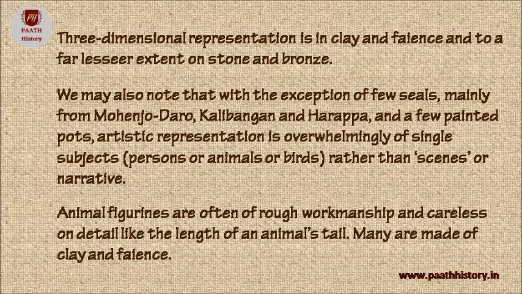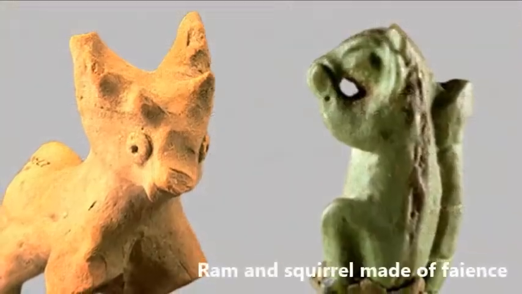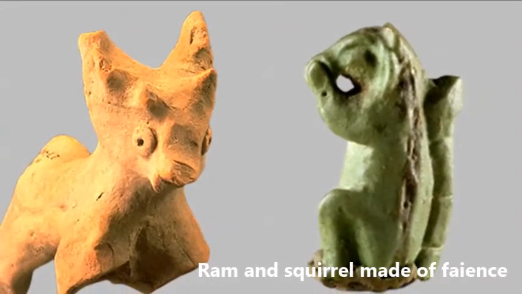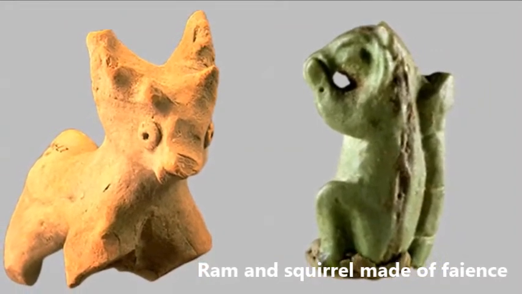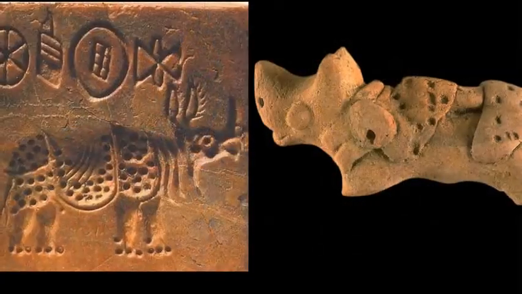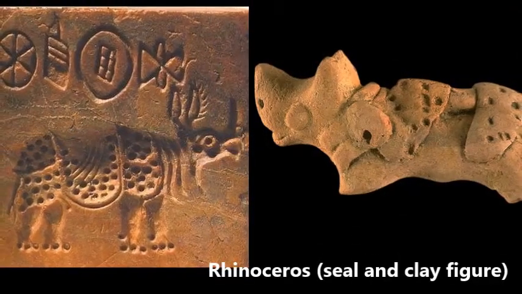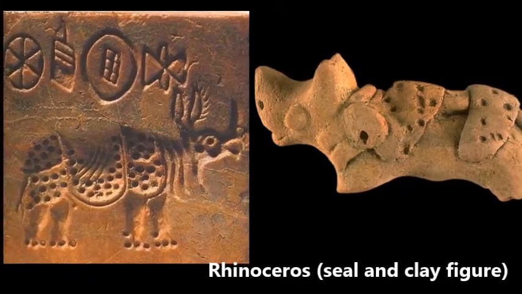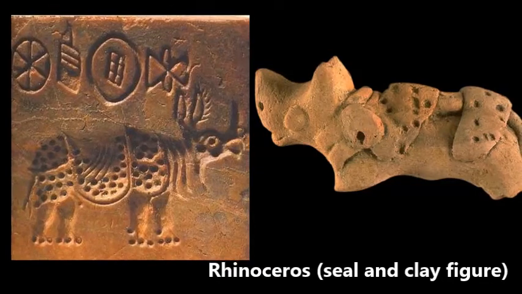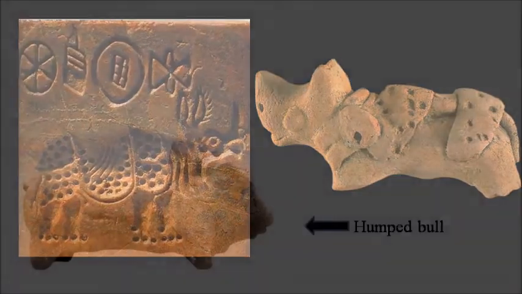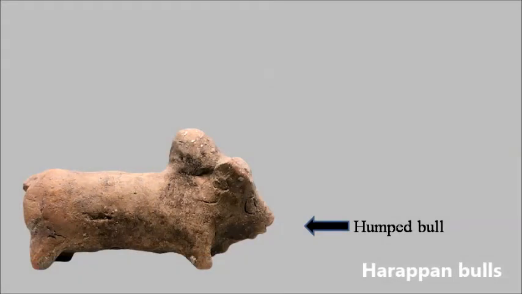Animal figurines are often of rough workmanship and careless in detail, like the length of an animal's tail. Many are made of clay and faience. Rams and squirrels are frequently made of faience and are small enough to be worn as amulets. The rough hide of a rhinoceros is depicted in a somewhat naive manner with applied and pitted patches over withers and hindquarters. Bulls are the most common animal figurines, but are not always well made.